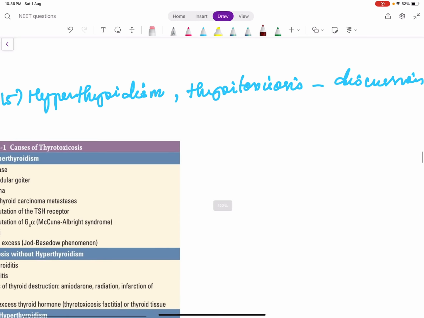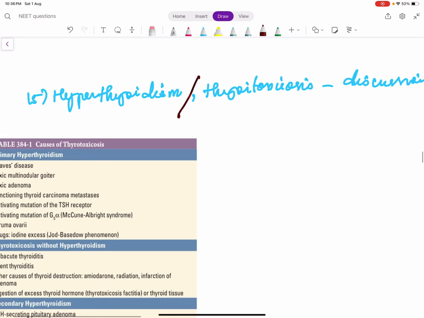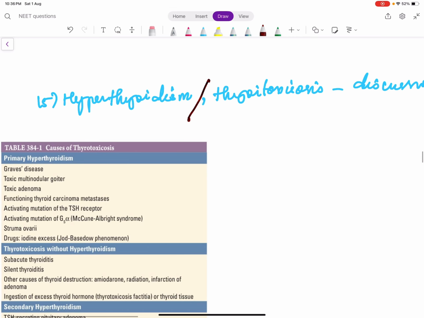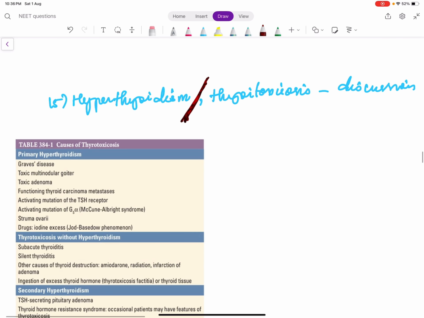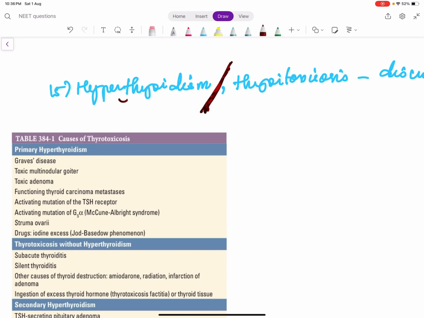Now the opposite, hyperthyroidism. So what is hyperthyroidism? What is thyrotoxicosis? Practically, they are used together, but actually, hyperthyroidism is excess secretion, that is, excess production from the thyroid gland. Thyrotoxicosis is where production is normal, but there is excess release.